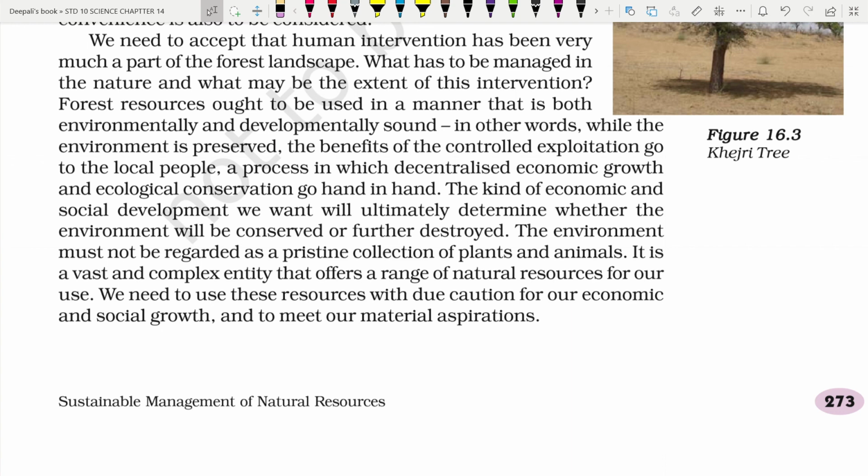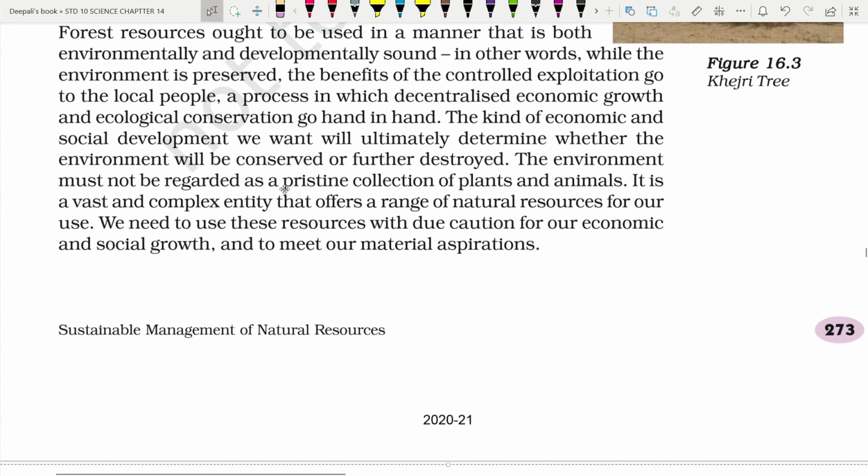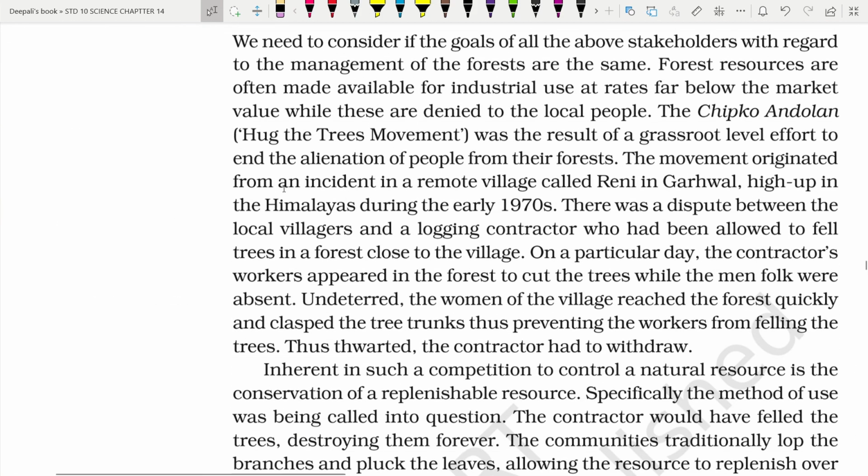The kind of economy and social development we want will ultimately determine whether the environment will be conserved or further destroyed. The environment must not be regarded as a pristine collection of plants and animals. It is a vast and complex entity that offers a range of natural resources for our use. We need to use these resources with due caution for our economic and social growth and to meet our material aspirations. Otherwise, we will be left without anything.